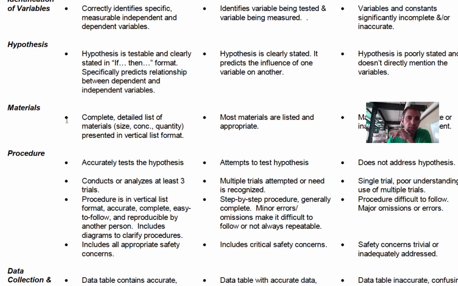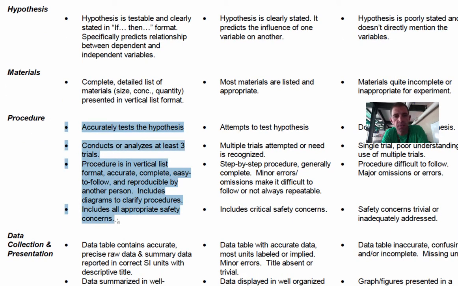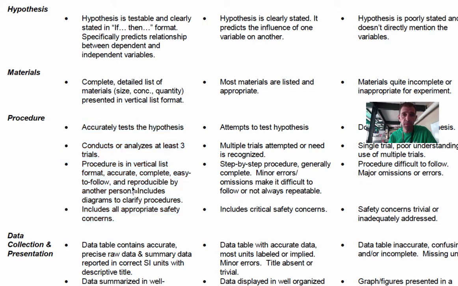If you look down to the next column, this is materials. Materials, that's pretty self-explanatory. Just write down what you've used. Your procedure is what I've been referring to as your methodology. Your procedure has got to accurately test a hypothesis, so you've got to be able to explain how you set up your choice chambers to test for your hypothesis.